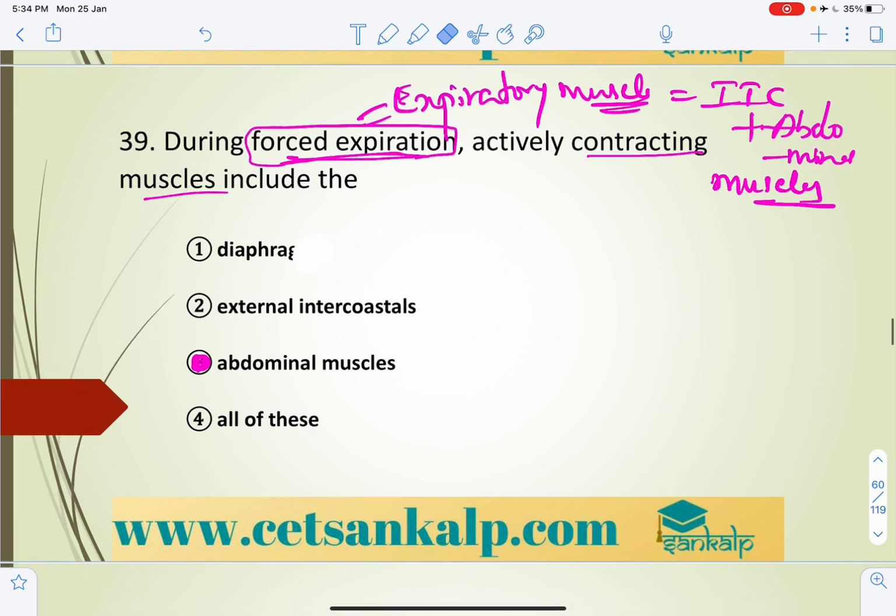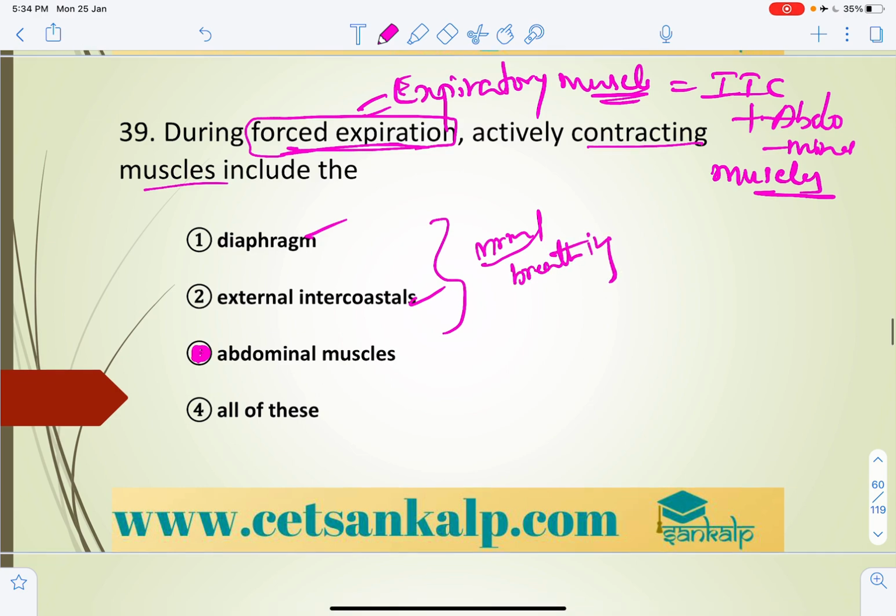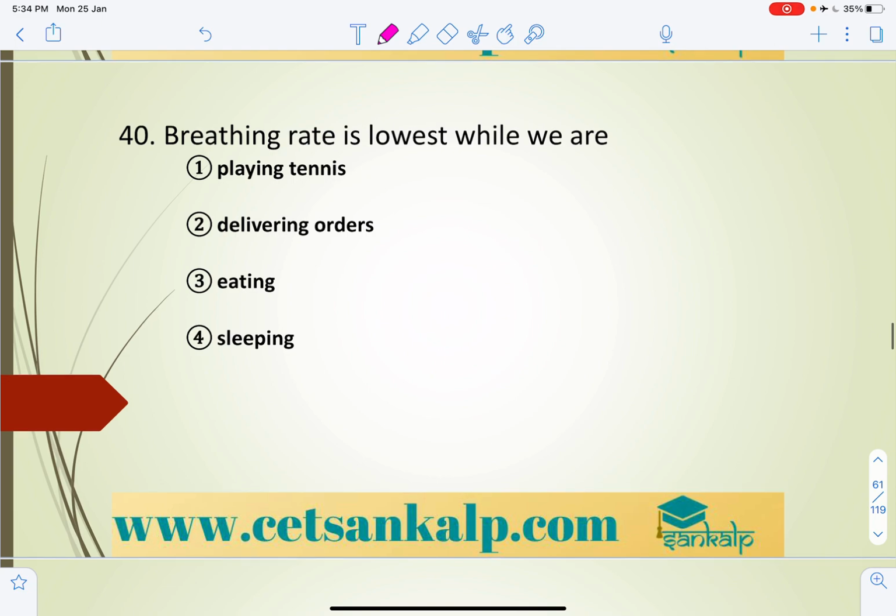inspiration. These are the diaphragm and external intercostal muscles during normal breathing. So these questions on normal breathing can be expected. Next, the breathing rate is lowest while playing tennis.